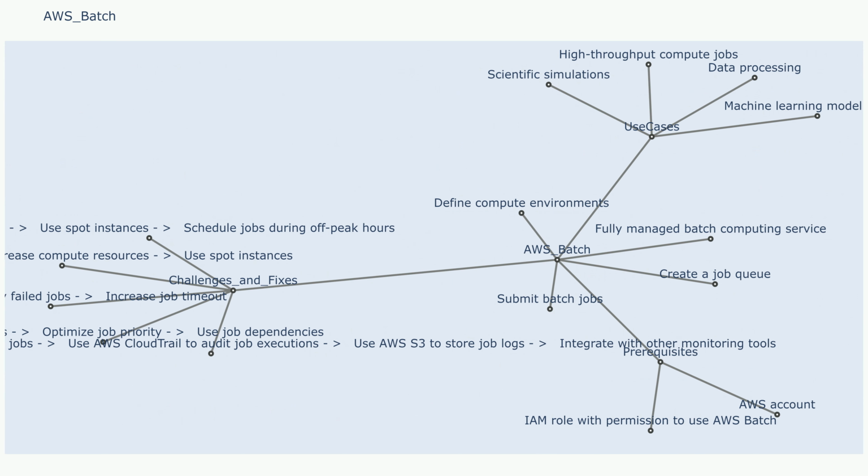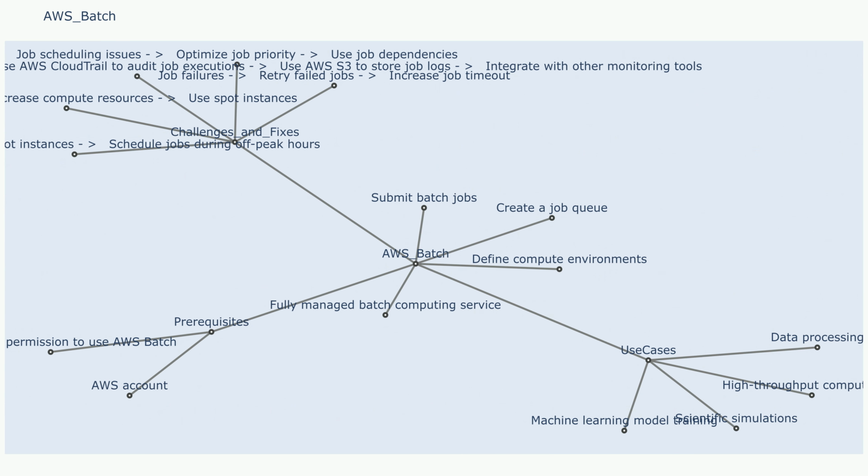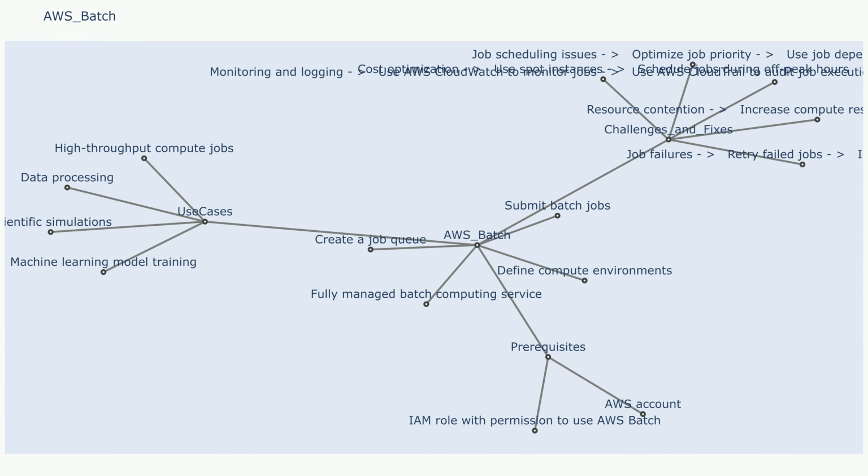Increase job timeout. Extend the job timeout in the job definition. Consider increasing the timeout for specific tasks within the job. Implement a mechanism to handle timeouts gracefully in your job code.